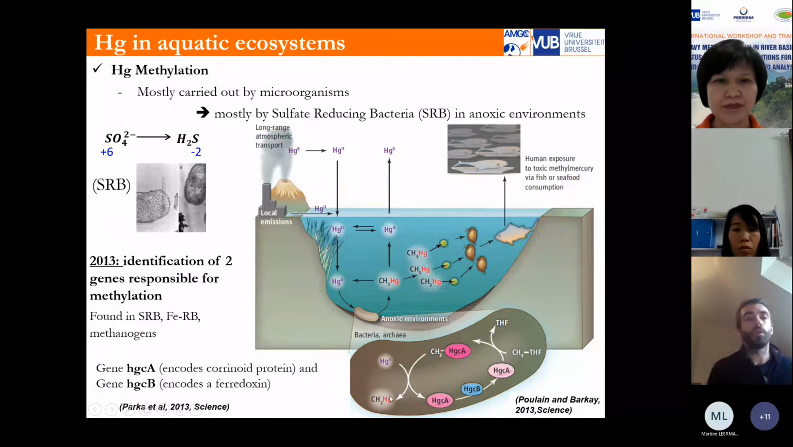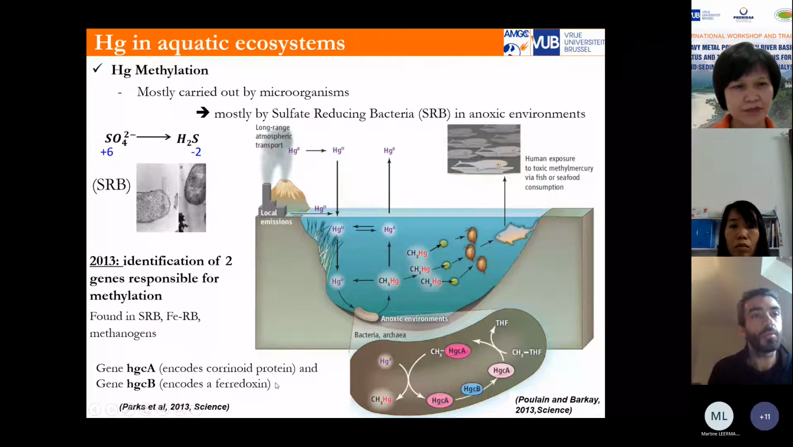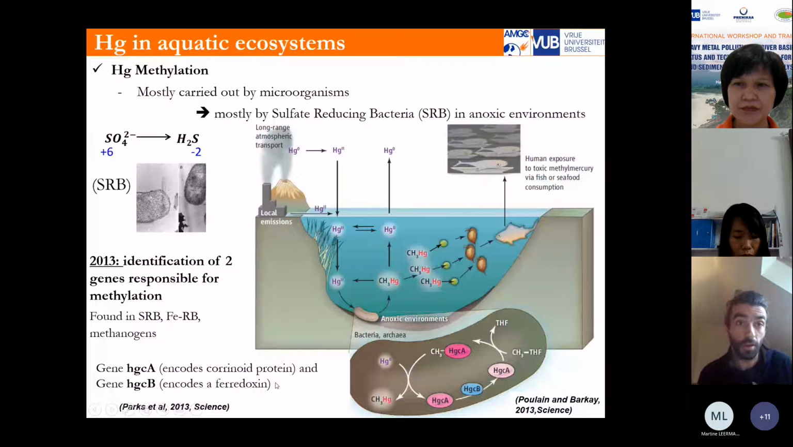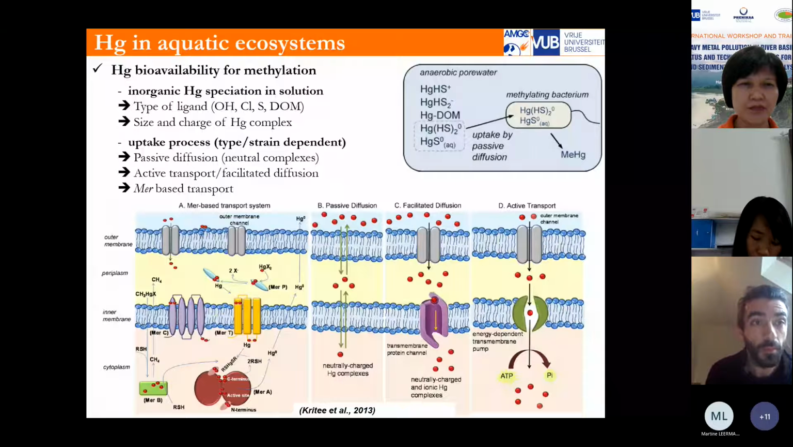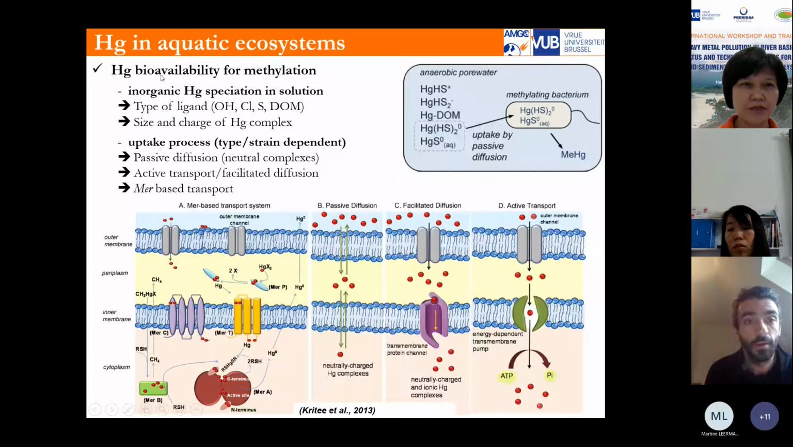And then what's important also is that not all the inorganic mercury will be available for methylation. It needs to be in specific molecular forms, but it also depends on the type of bacteria. So you can see that you can have different ways for mercury to get into the bacteria and then potentially be methylated.